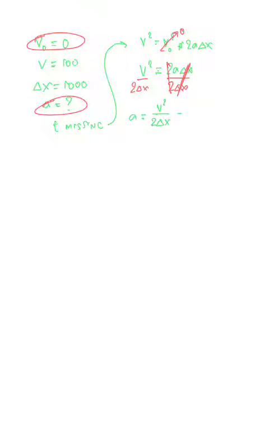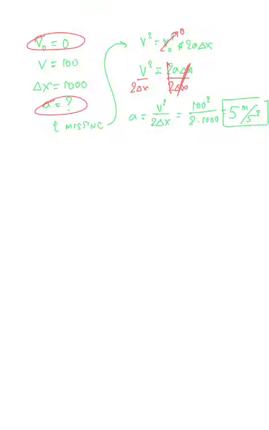Now that you have the equation rearranged, this is the part where you plug the numbers in. So the v, we said, was 100, and the delta x was the 1,000. So we get 100 squared divided by 2 times 1,000. That ends up being 10,000 over 2,000, which is equal to 5. And because this is the final answer, we want to have units on this, and acceleration is measured in units of meters per second squared.